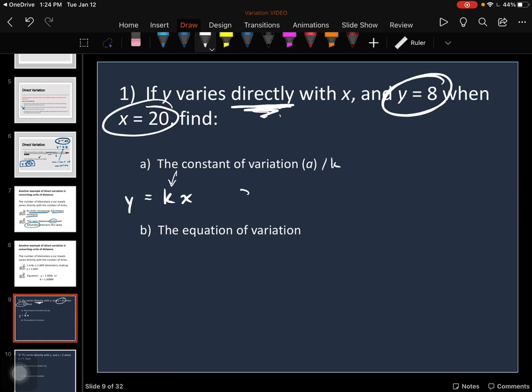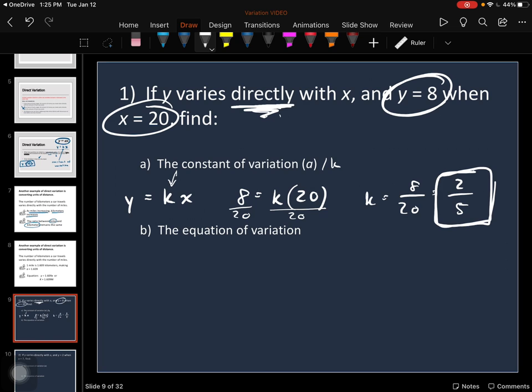So we're going to plug in 8 for y. We're going to keep that k there because that's what we're trying to figure out, and then we're going to plug in 20 for x. You'll divide by 20 on both sides. You get k is equal to 8 over 20. You would never leave it like that, so you could divide by 4 in the top and the bottom, and you get 2/5. So your constant of variation is 2/5.